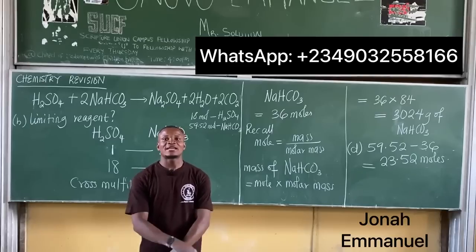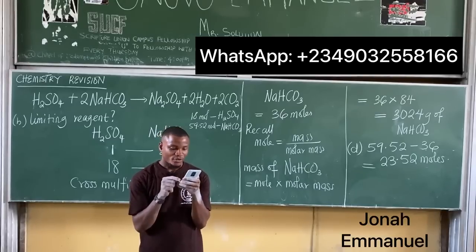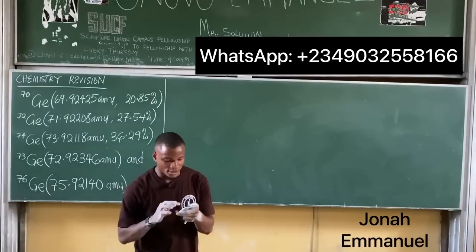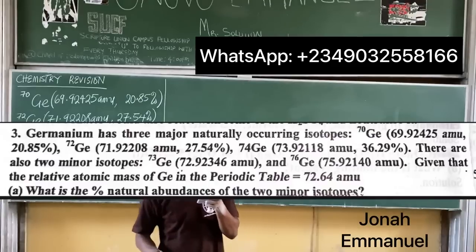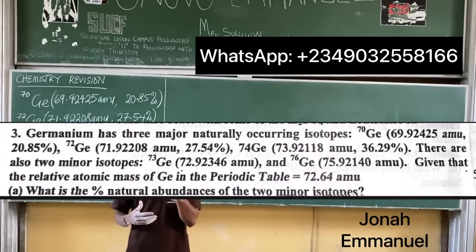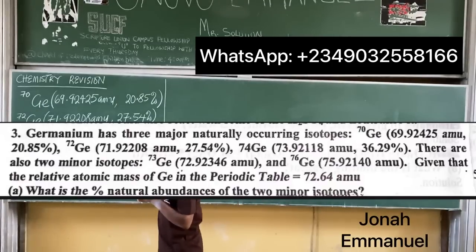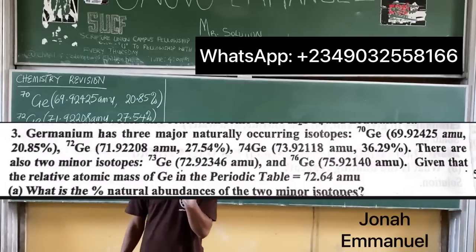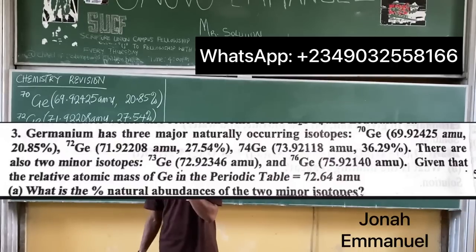So, ladies and gentlemen, we've answered question 1 and question 2. Let's do question 3. Germanium has 3 major naturally occurring isotopes: Ge70, this one here, then Ge72, this one here, and Ge74, this one here. It says there are 2 minor isotopes, germanium 73, this one here, and germanium 76, this one here.